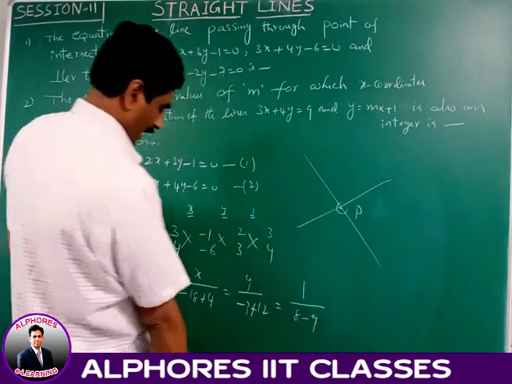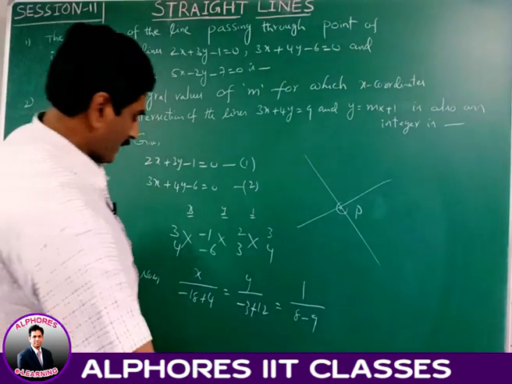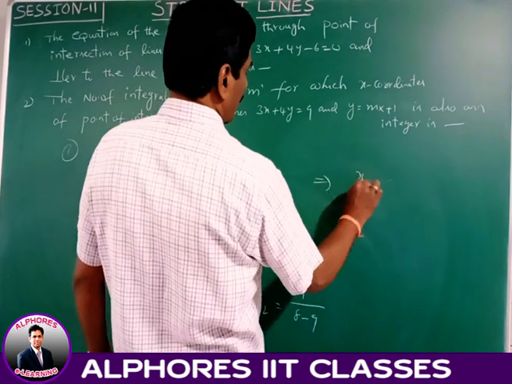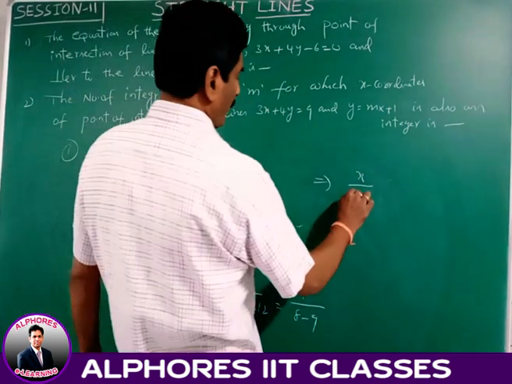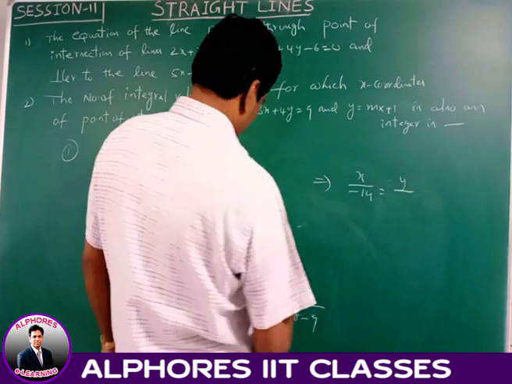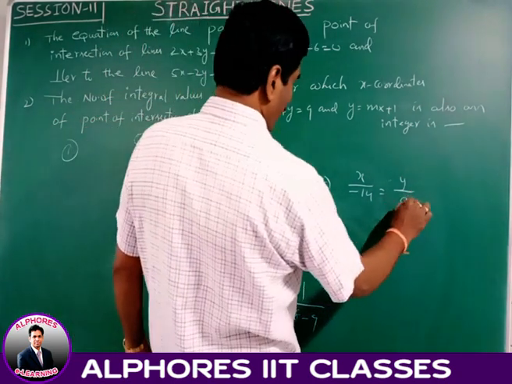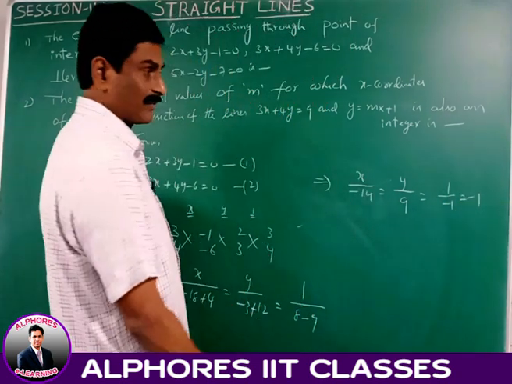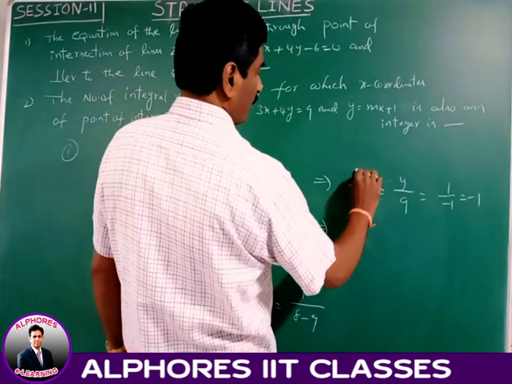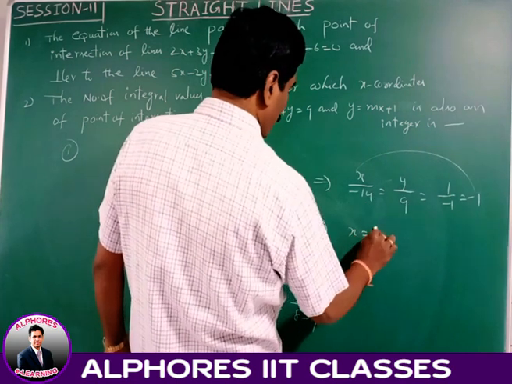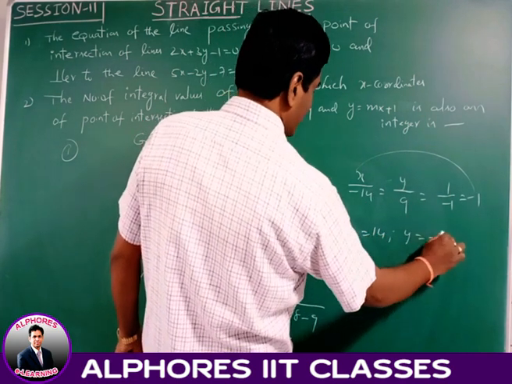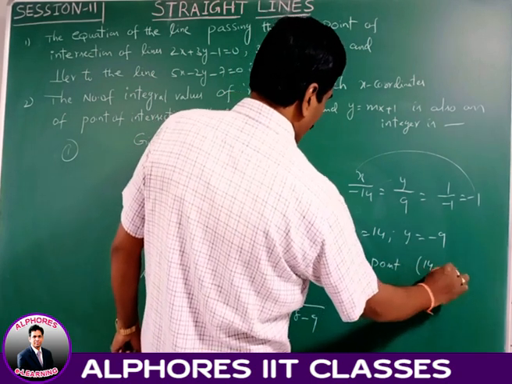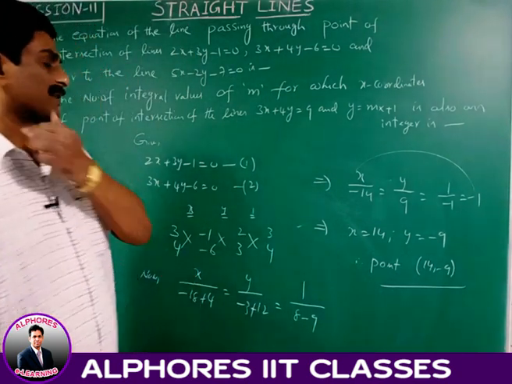Next, it can be reduced into x by minus 18 plus 4, means minus 14, is equal to y by minus 3 plus 12, means 9, is equal to 1 by minus 1. That means minus 1. So, what is the value of x? Equate this value to minus 1. x is equal to 14. y is equal to minus 9. Therefore, the point of intersection of these two lines is 14 comma minus 9. It is the point of intersection of the lines.